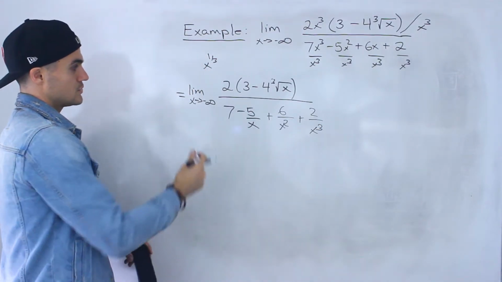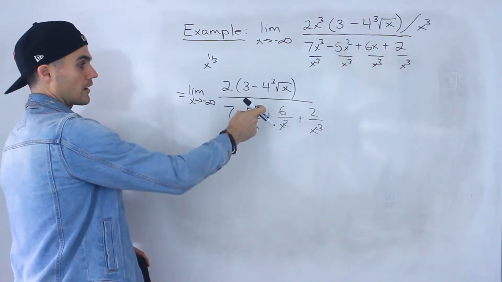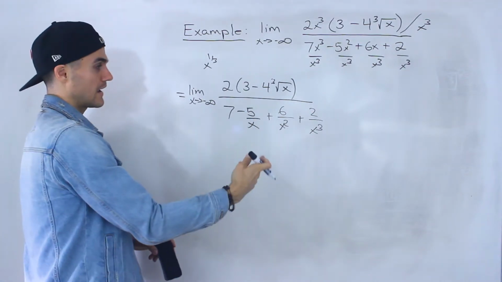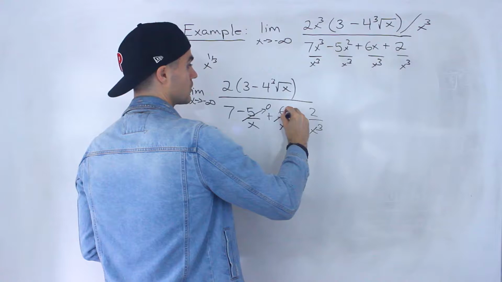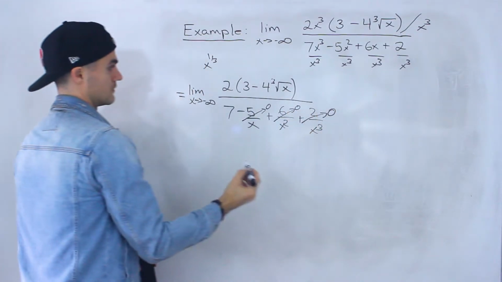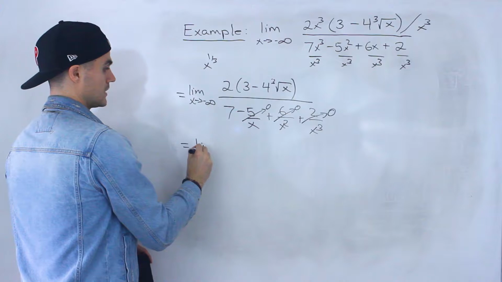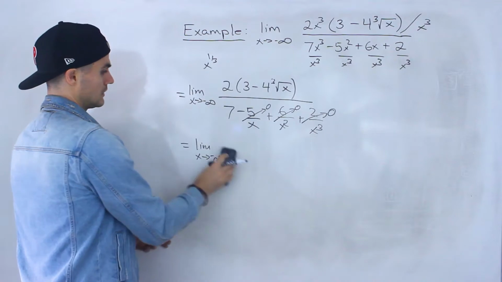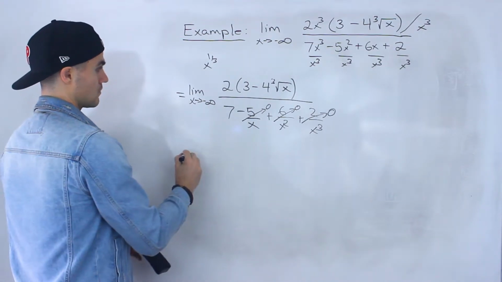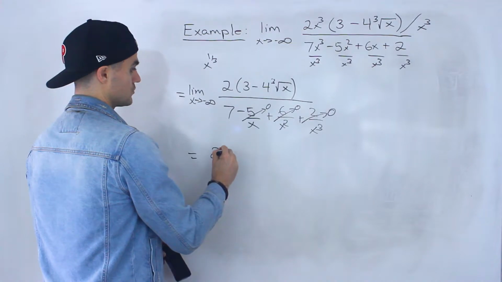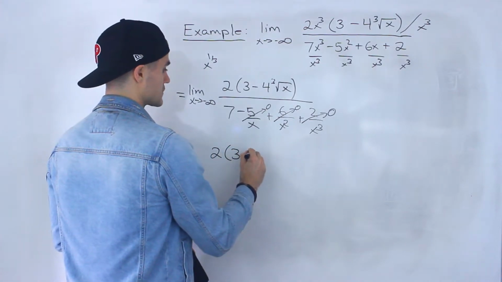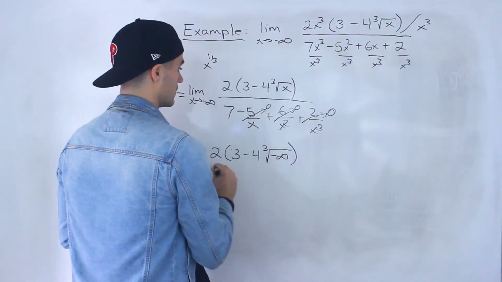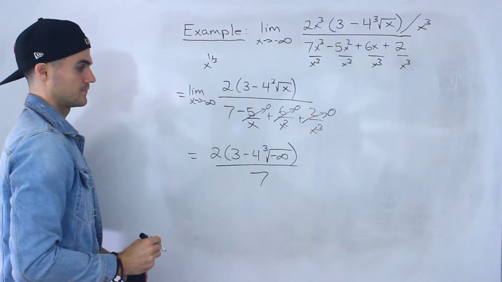Now it's easy to do a direct substitution, because whenever we have a constant over x to the power of something and we're going towards infinity or negative infinity, these values go towards 0. So we would end up with the limit as x approaches negative infinity, or let's just substitute negative infinity at this point: 2 times (3 minus 4 times the third root of negative infinity) all over 7.